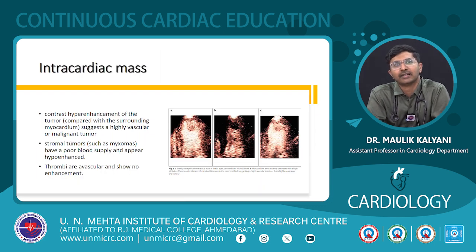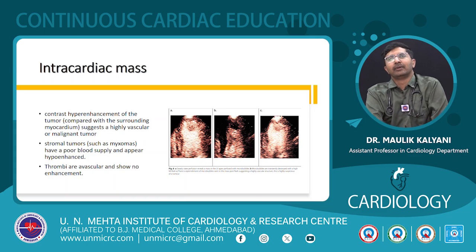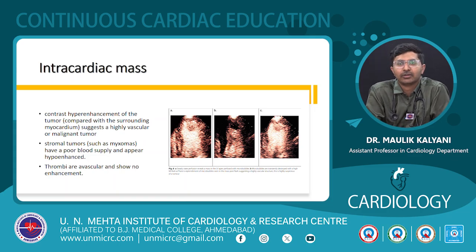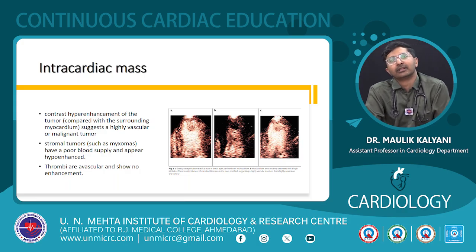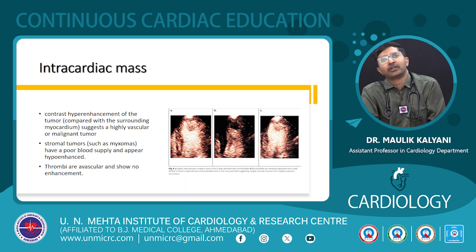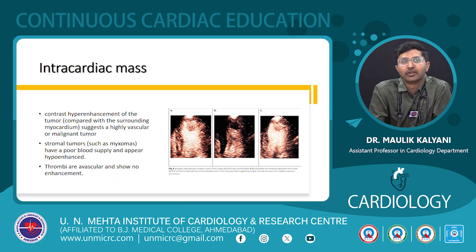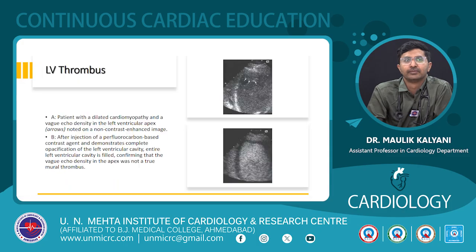Then the intracardiac mass. Echo is not reliable to assess the nature of a mass. It can only give the anatomical location and the attachment, but some estimate can be taken from the bubble contrast, and it gives some idea of the vascularity. Thrombi are avascular, so they will never show any enhancement. Some stromal tumors like myxoma are also avascular, so they are also hypo-enhanced. But for highly vascular or malignant tumors, the enhancement will be more. So we can somewhat differentiate from this.